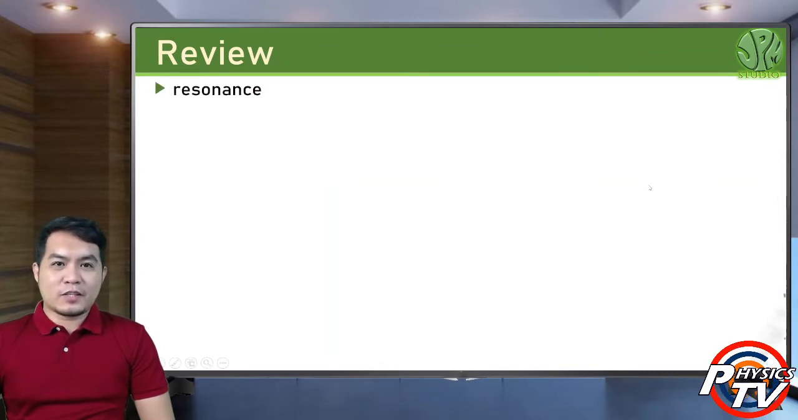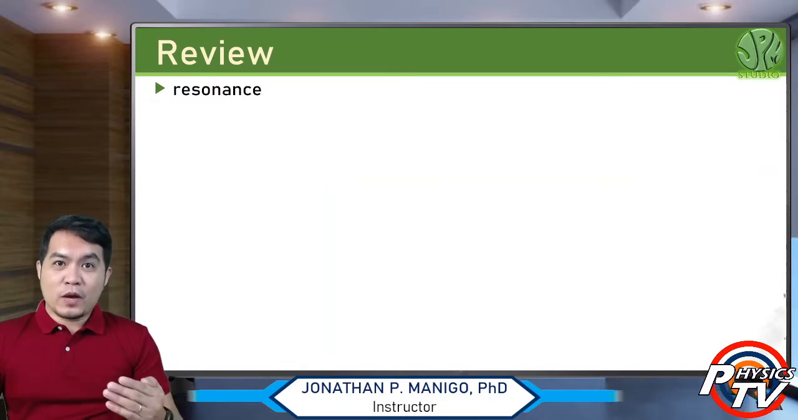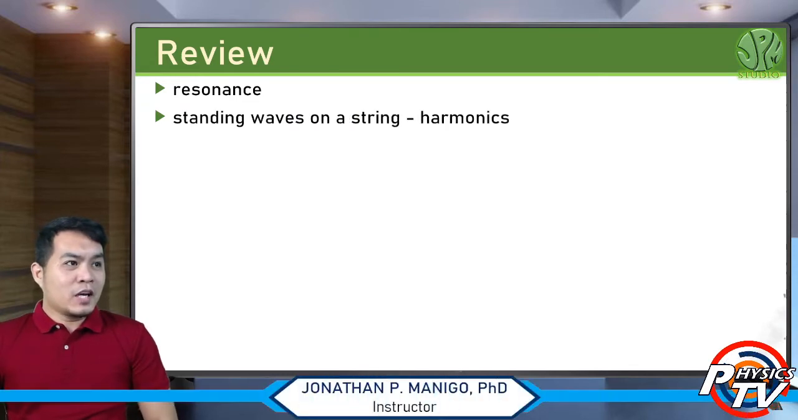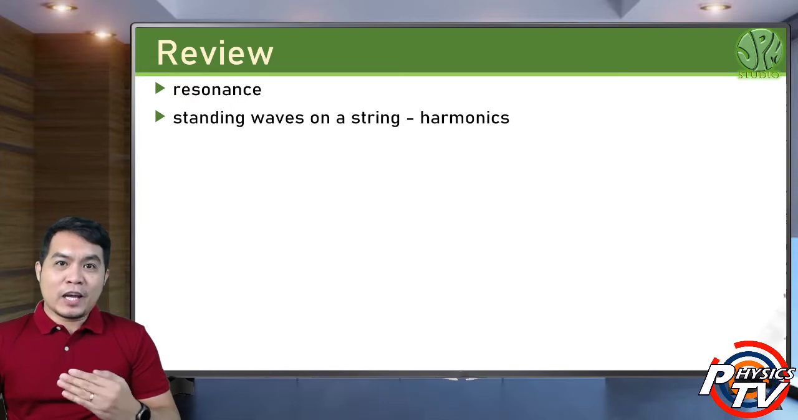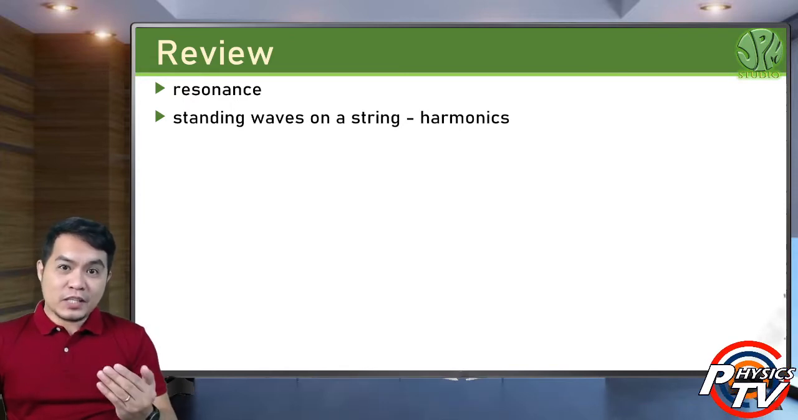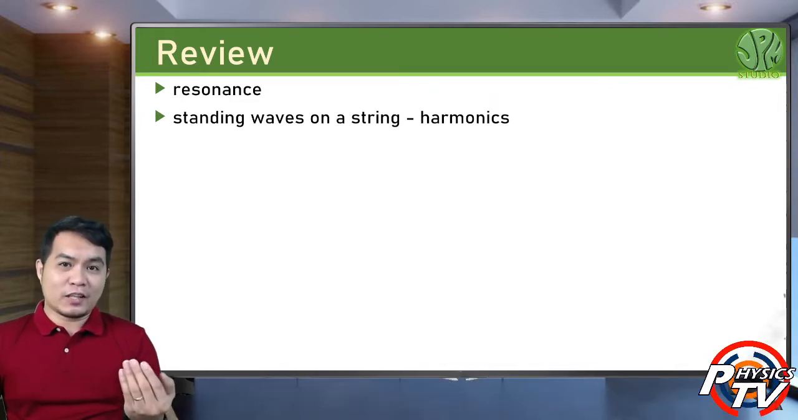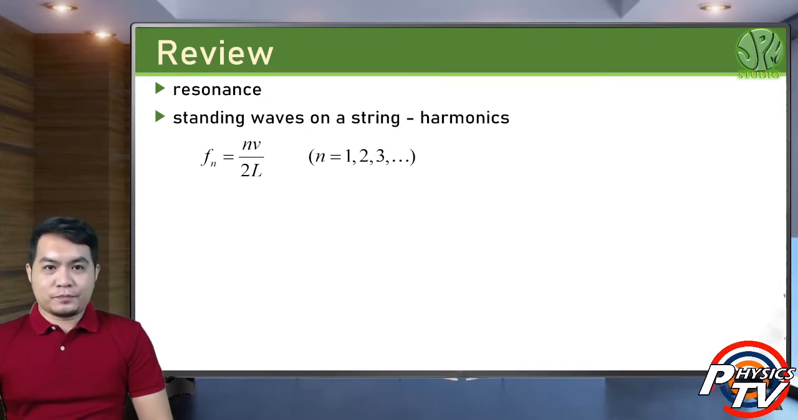In the previous lessons, we have discussed resonance, the forced oscillation of an object when the driving force frequency matches the angular frequency of that object. We also discussed standing waves on a string, where we have shown that there are certain frequencies at which the string will resonate, or create standing waves. We call these frequencies harmonics. The frequencies are nv over 2L, where n is 1, 2, 3, and so on.